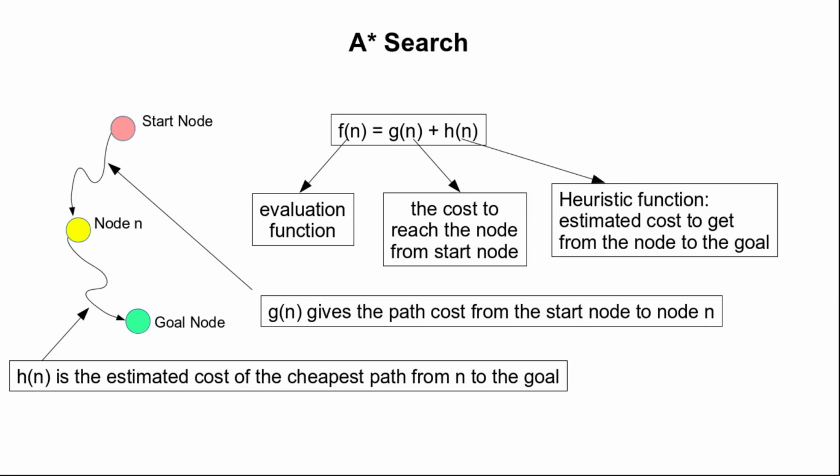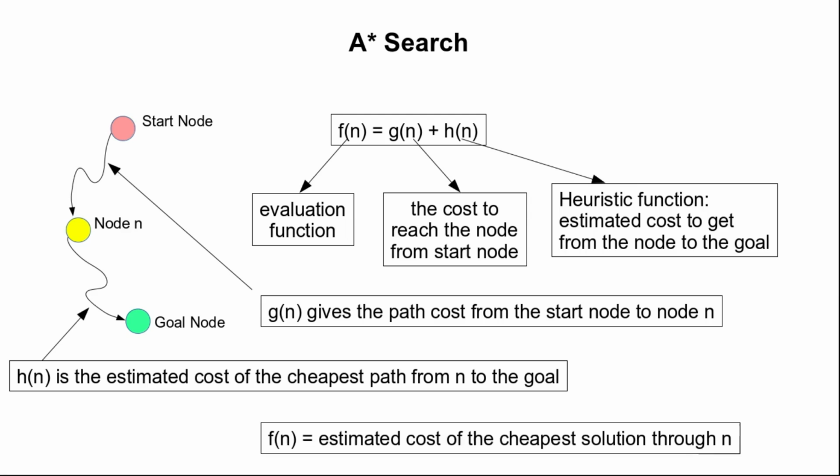So there may be multiple paths from node n which will take us to the goal node, and among these multiple paths, whichever is the cheapest path, we are considering that, and the estimated cost of this path we are calling as h(n).